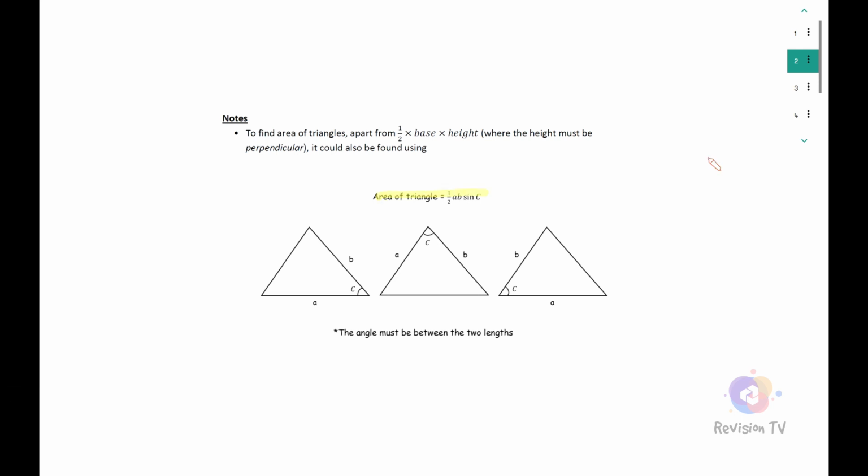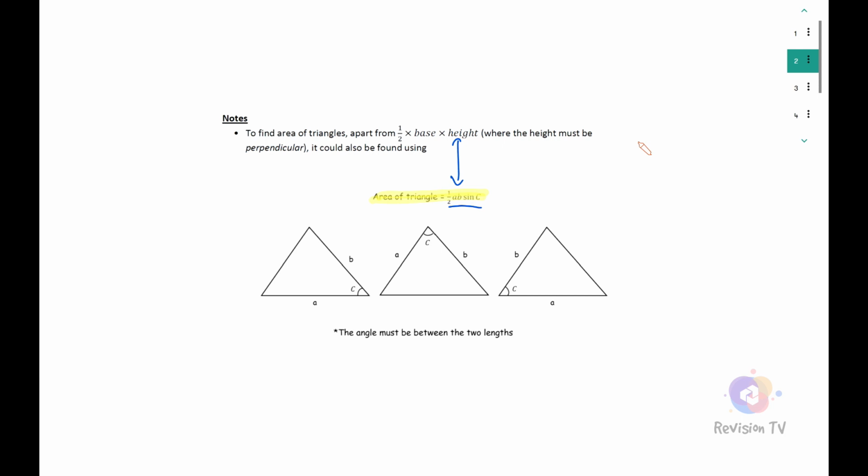Right, so this formula is the advanced one because you're going to come up from the half base times height version, which you've learned in primary school, where the heights must be perpendicular. Now explain why this is a superior version than this, because essentially they are the same thing, but this half AB sine C could be applied to all kinds of triangle.